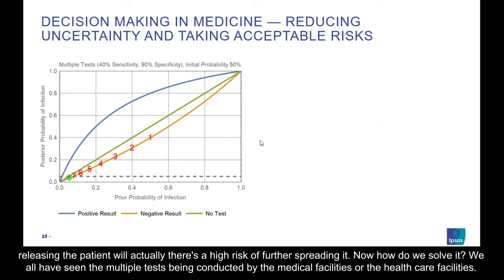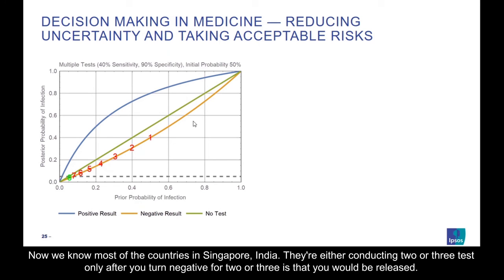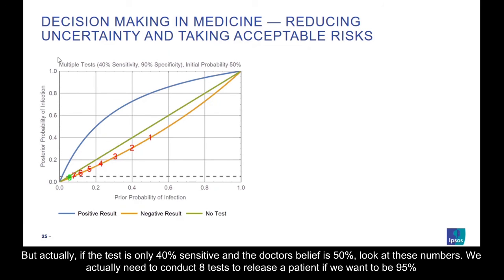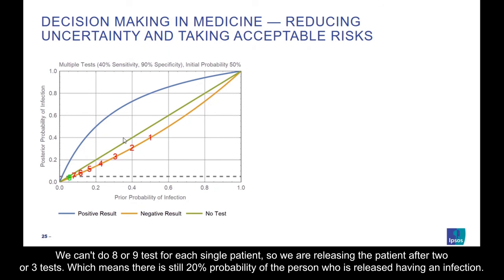We have all seen multiple tests being conducted by medical facilities or healthcare facilities. Now we know most of the countries, Singapore, India, are conducting either 2 or 3 tests. Only after you turn negative for 2 or 3 tests would you be released. But actually, if the test is only 40% sensitive and the doctor's belief is 50%, look at these numbers. We actually need to conduct 8 tests to release a patient if we want to be 95% sure that you are not infected. But we are not doing it because, of course, there's a lot of pressure on the healthcare services. We can't do 8 or 9 tests for each single patient.